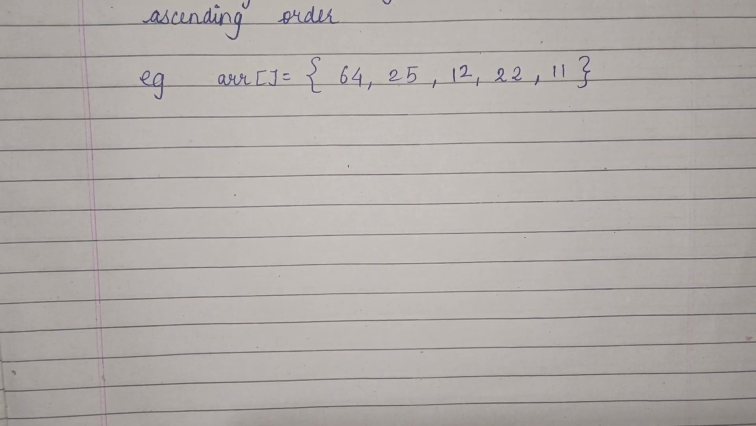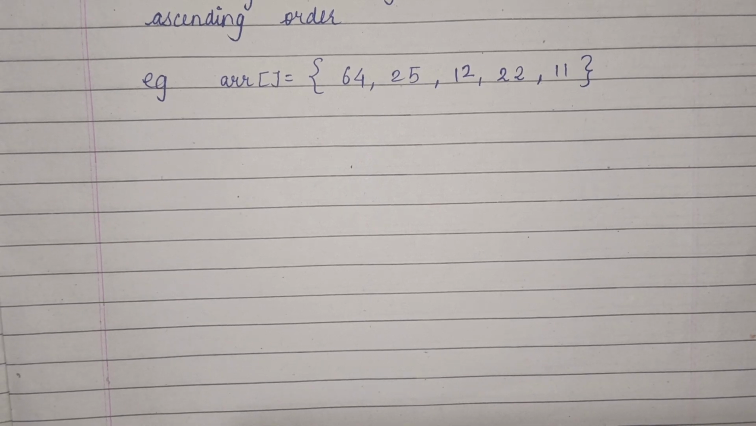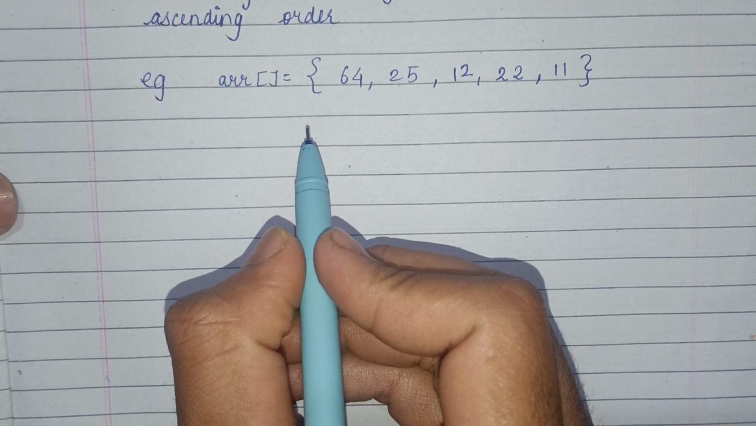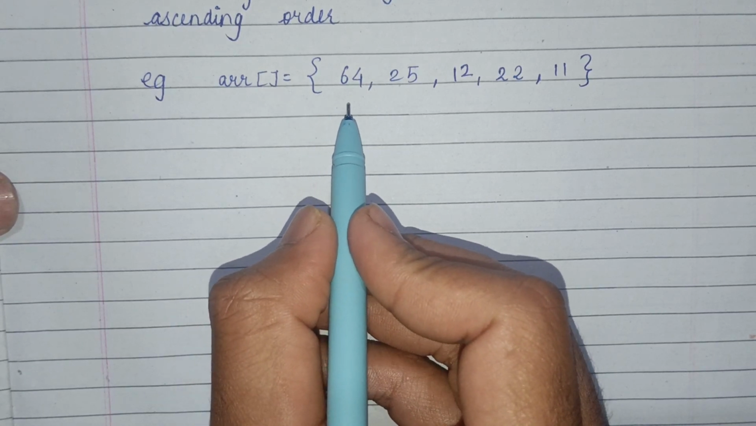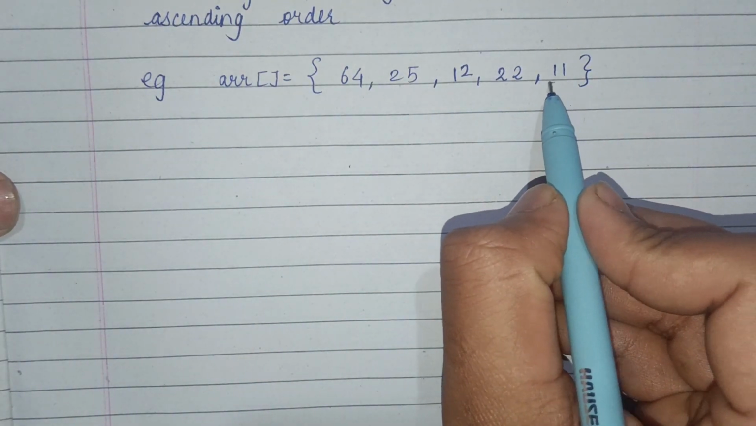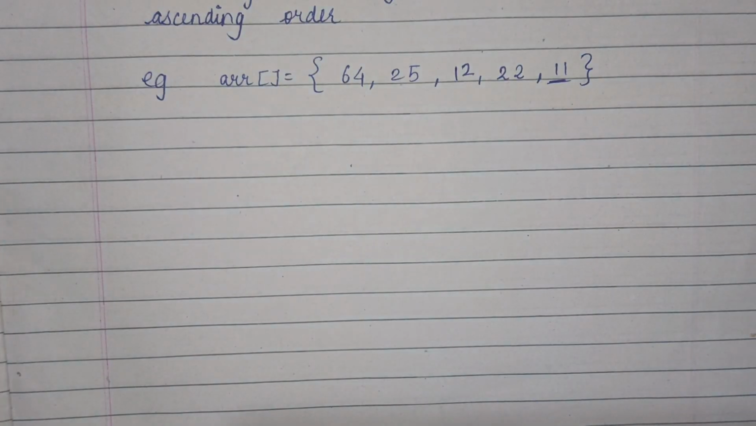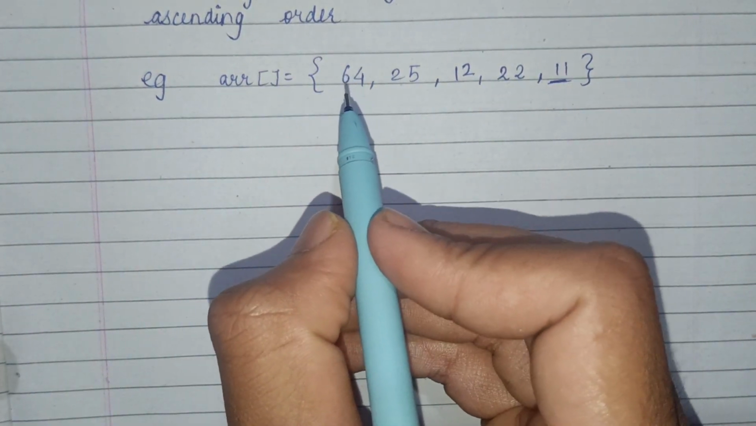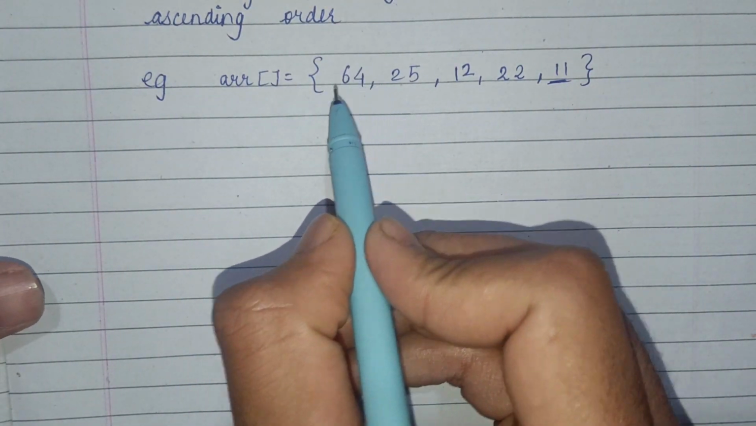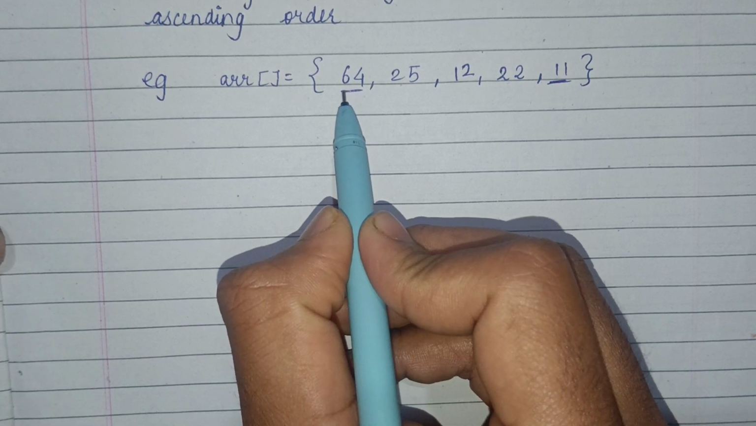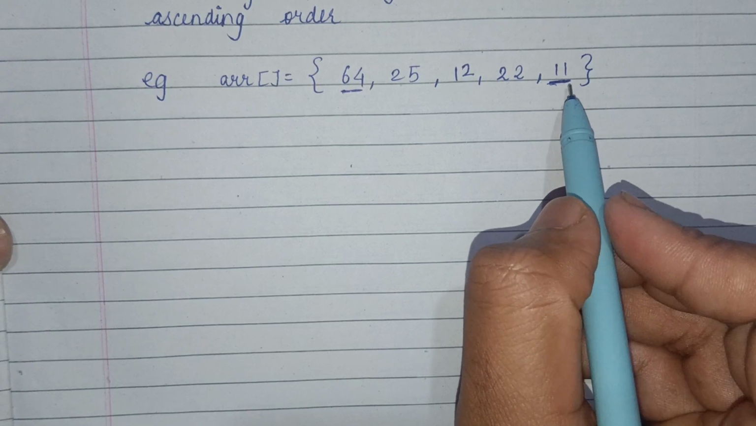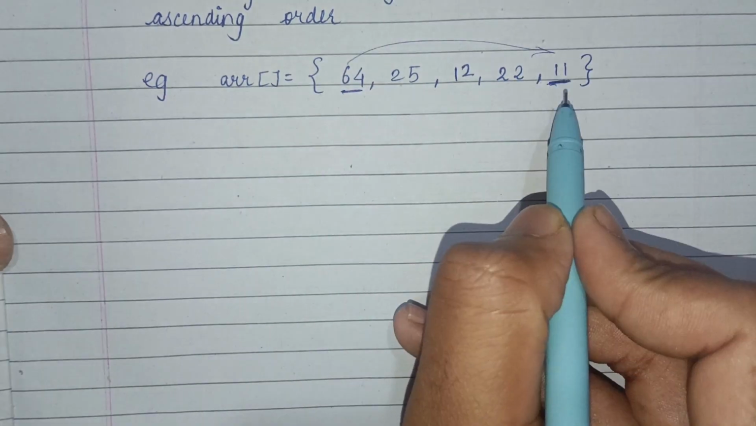Okay, so let's take an example. I have created an array here. Now we have to find the minimum element in this array. So the minimum element is 11. So we have to swap the largest number with the minimum element. So the largest number is 64 and the smallest element is 11. So we have to swap this position.